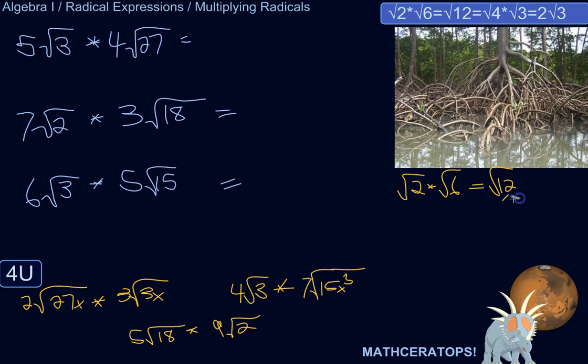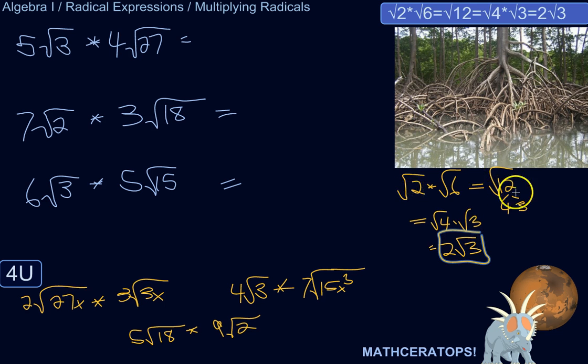And here's why. I could split up 12 into 4 times 3. So I could keep going. I could rewrite this as the square root of 4 times the square root of 3. Square root of 4 is 2. So this would equal 2 times the square root of 3. Now that's as far as we can go.